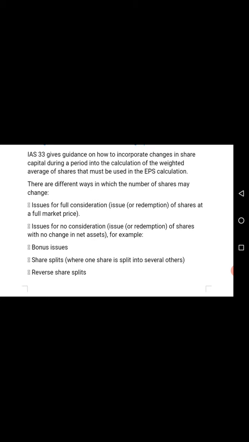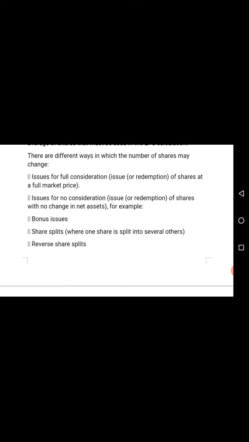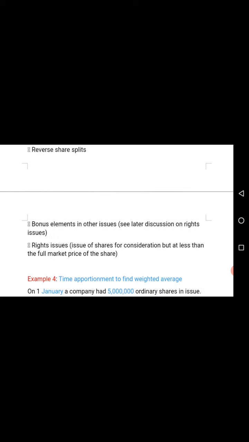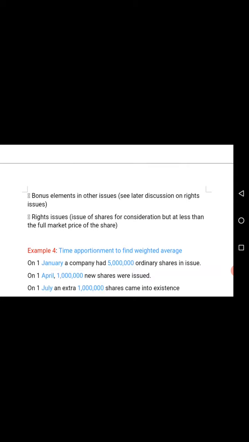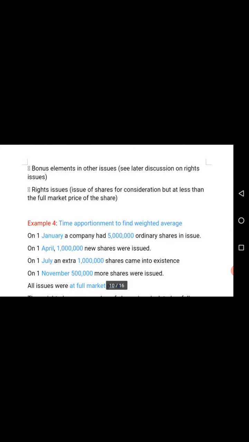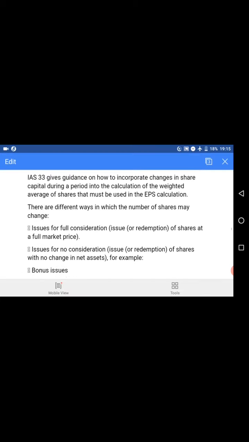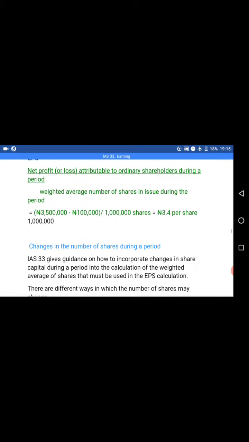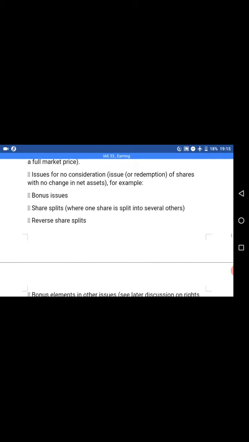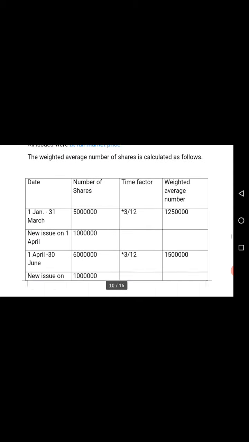Then we have bonus issues, we have share splits, and we have reverse share splits. Now, because of our time, bonus elements and other issues, rights issues, we would look at that. So an example here, example 4, of calculating when there are issues of shares within the period or within the year. And as I said, it affects only the denominator here, which is the weighted average number of shares. So let's see how to get the weighted average number of shares when there are issues done.